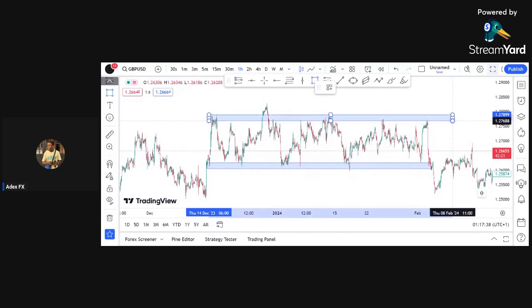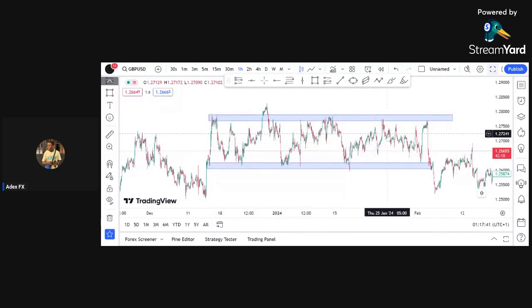Okay. Don't forget it should not be too wide. You can see the market reacted on this point. We have an extension here. The market reacted on this point again. We have another reaction on this point again. So you can also see another reaction on this point again. So that is how market moves.